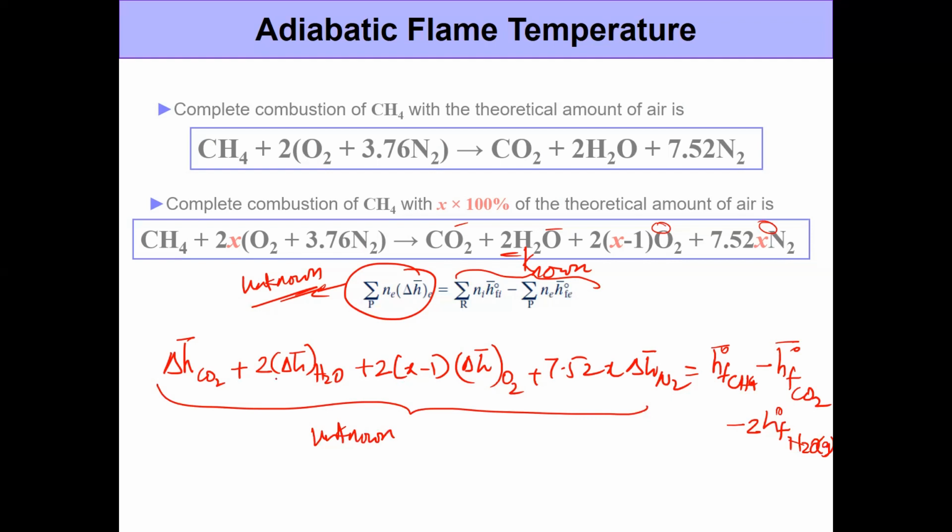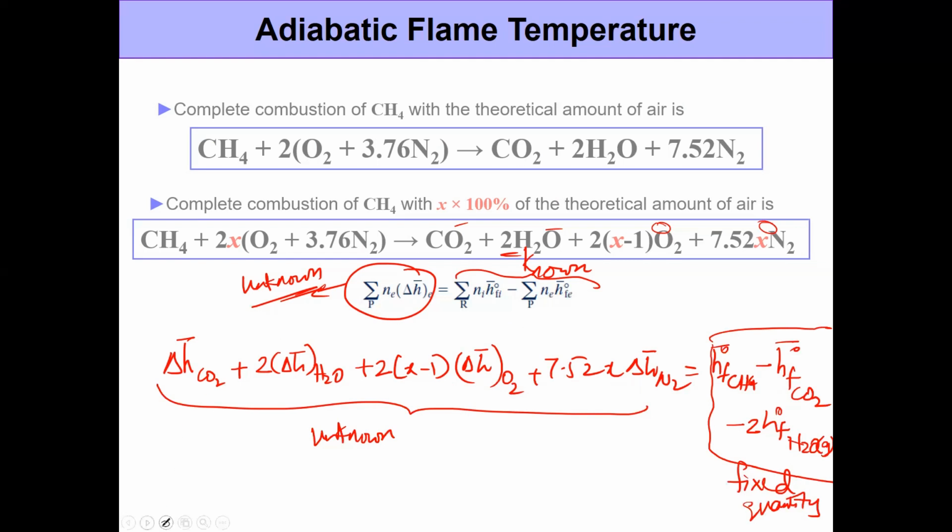So if x is 1, you don't have any oxygen. You just need to take in the delta H for CO2, H2O, and N2, and then compare it with the value on the right. The value on the right is a fixed quantity. Okay, it's not going to change depending on how much oxygen you use. So it's a fixed quantity as well as a known quantity. You just have to plug in these numbers in here.